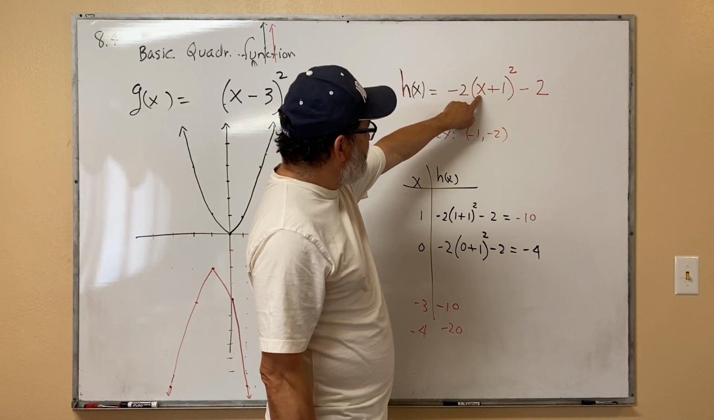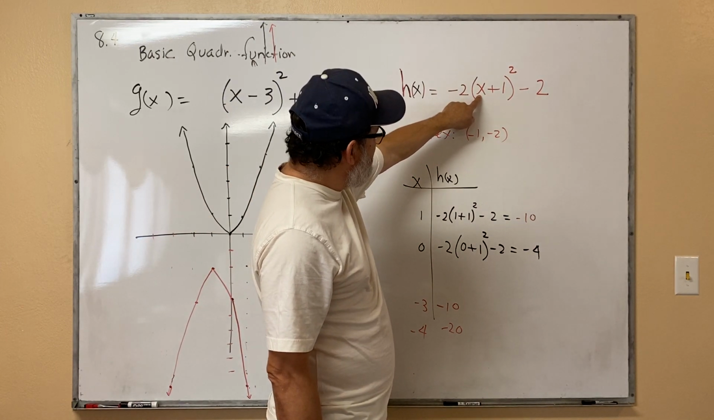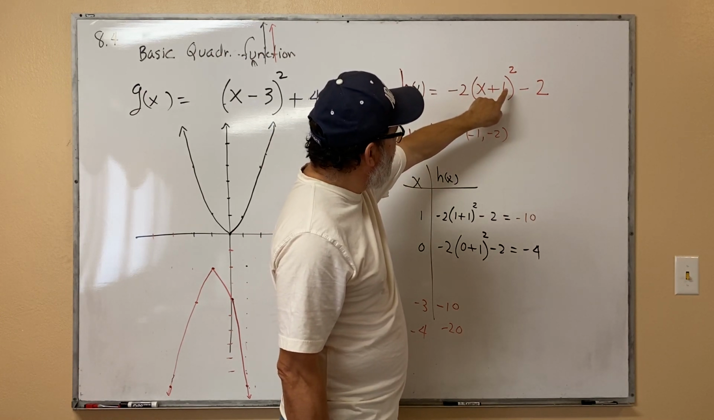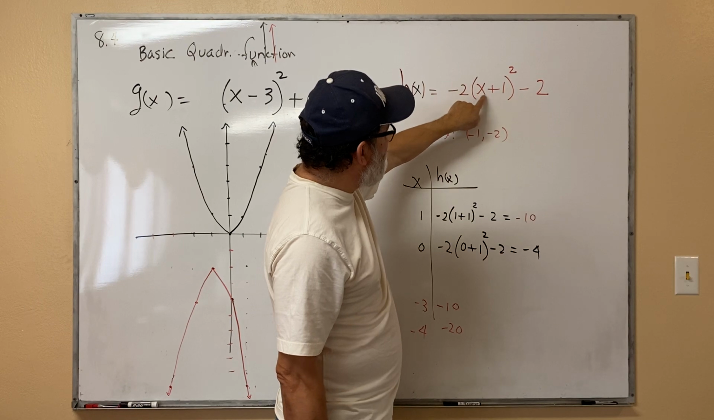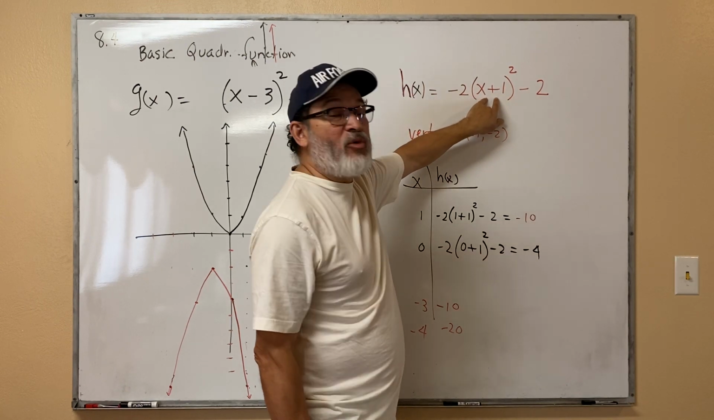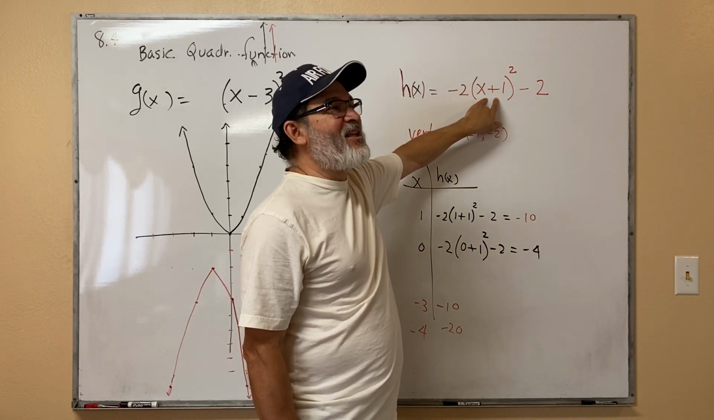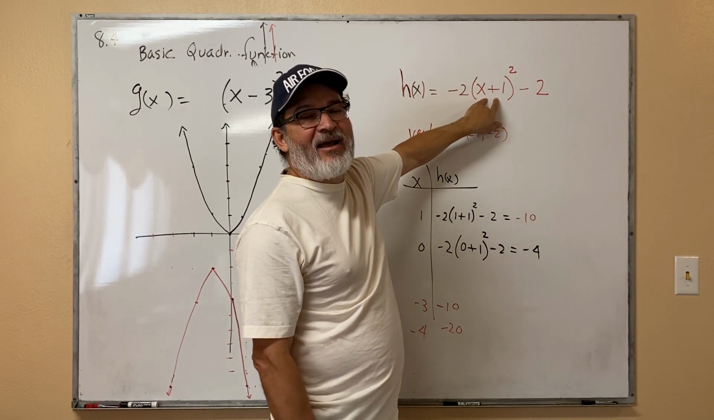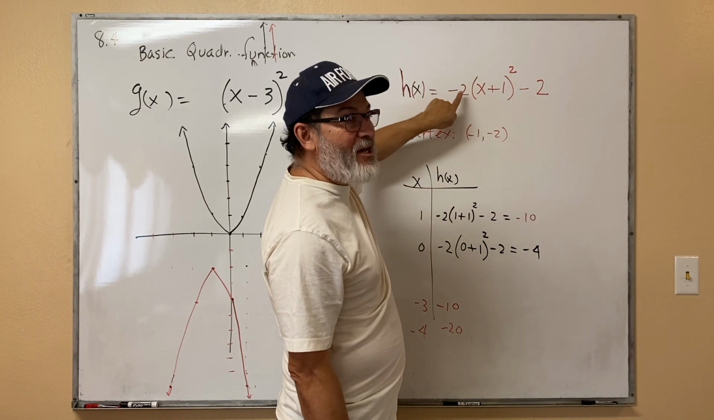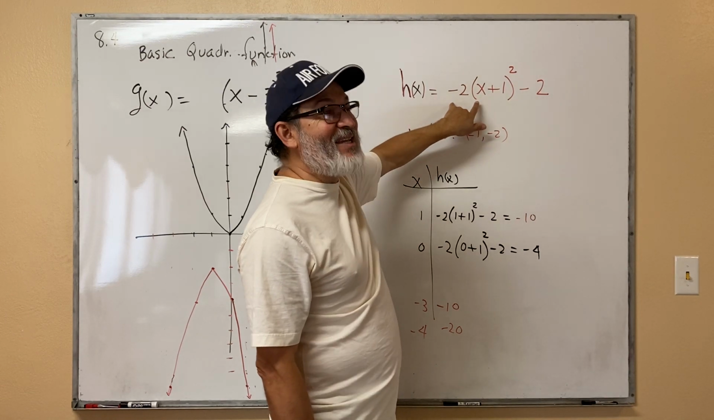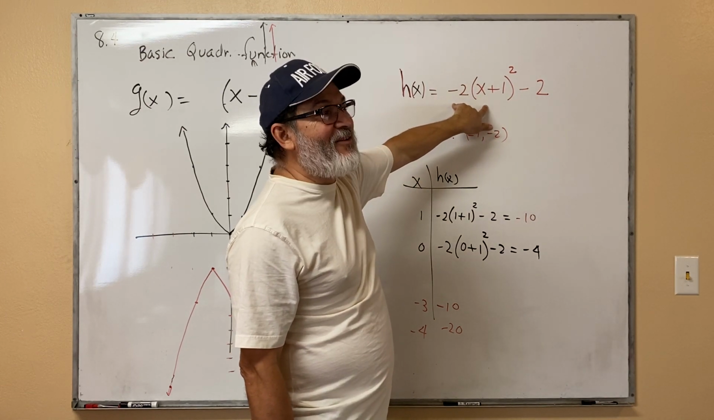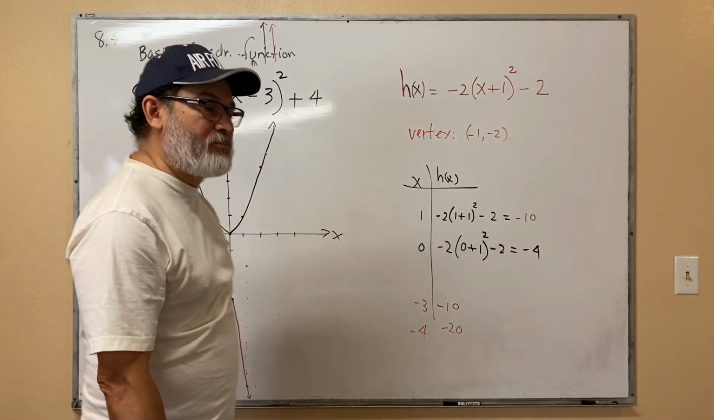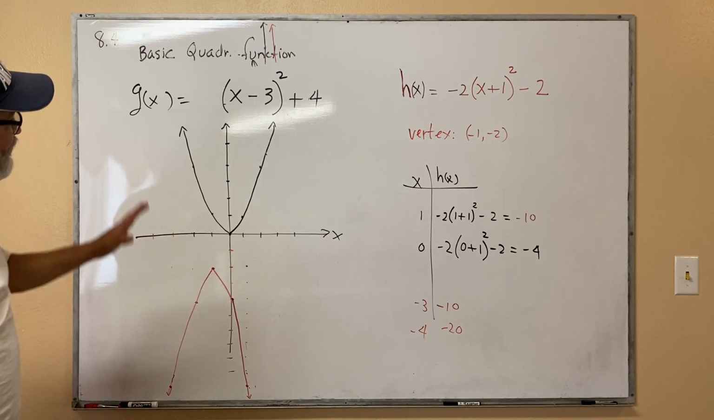Plug it in, plug it in. -4 plus 1. What's -4 plus 1? -3. What's -3 squared? 9. What's 9 times -2? -18. What's -18 plus -2? -20. Very good.